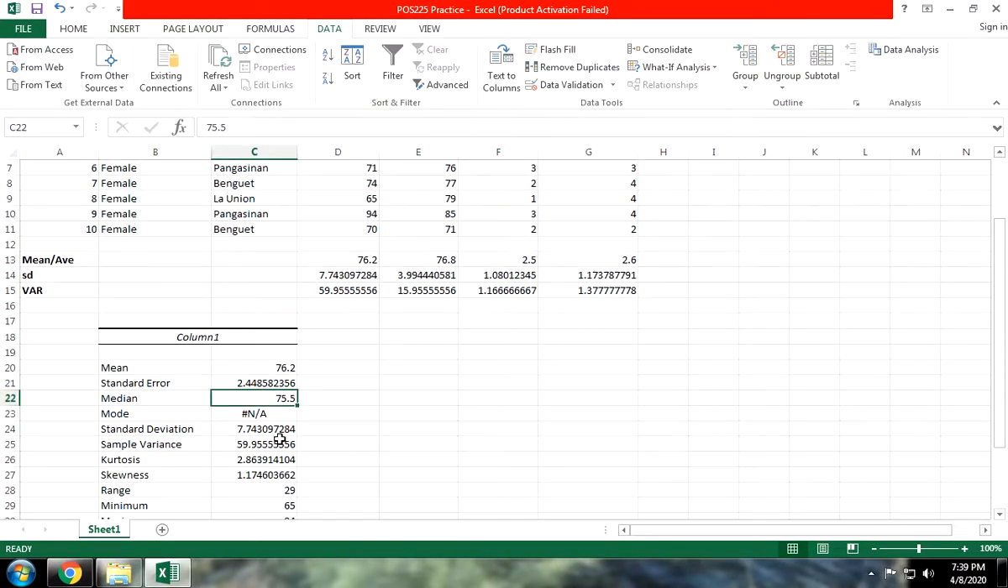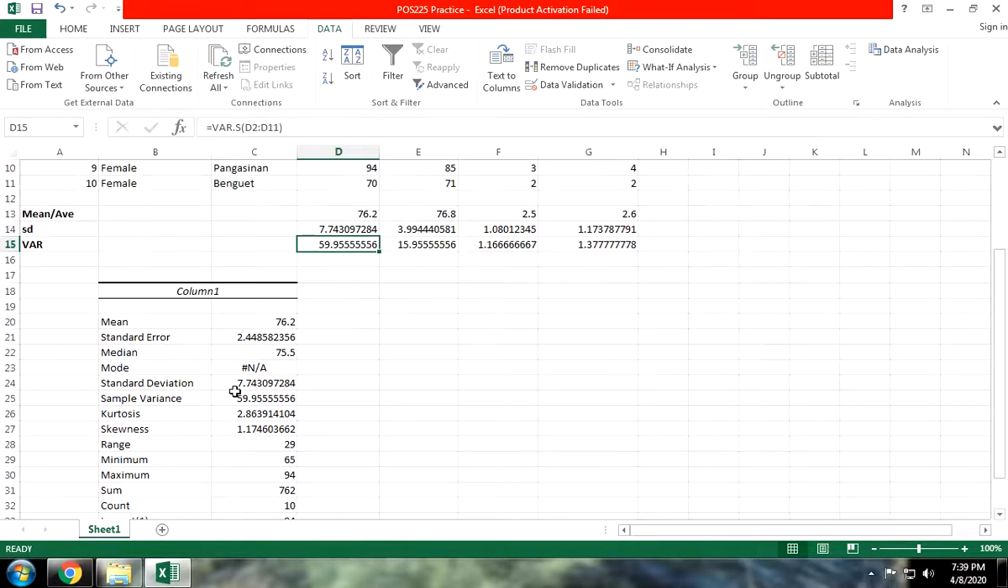Standard deviation. Look into the standard deviation: 7.74 in the shortcut, and here it also shows 7.74. So that's how much of a shortcut it is. Sample variance, check: 59.95. Our manual computation is also 59.95. So the shortcut is better.